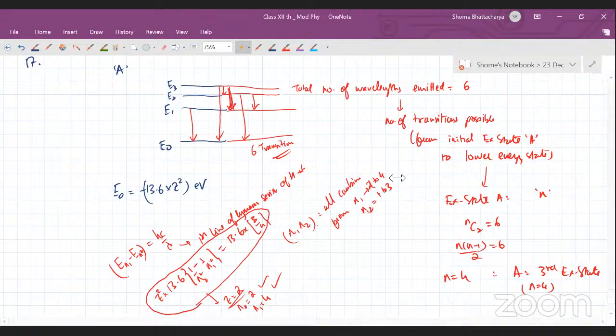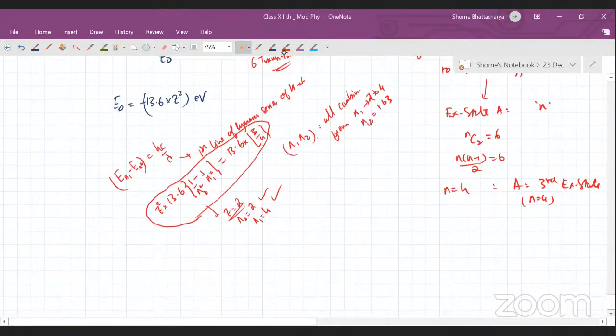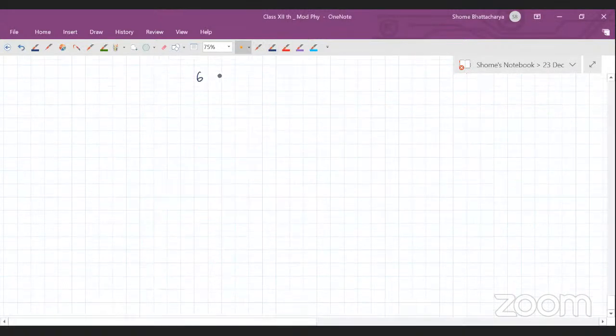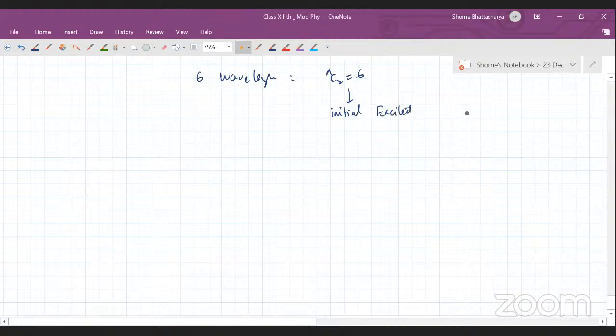Okay, so Aditya, is this clear? I'll just explain what I'm saying here. First of all, you are getting that there are 6 different photons, 6 wavelengths. So that calculation nC2 is equal to 6 shows you that the initial excited state is n equal to 4, or the third excited state.